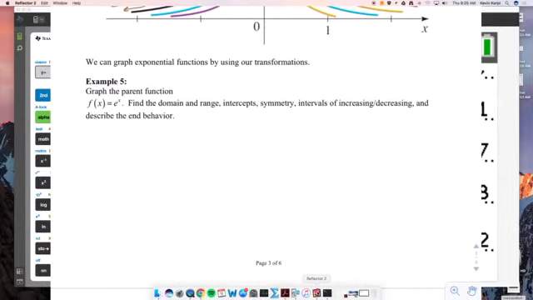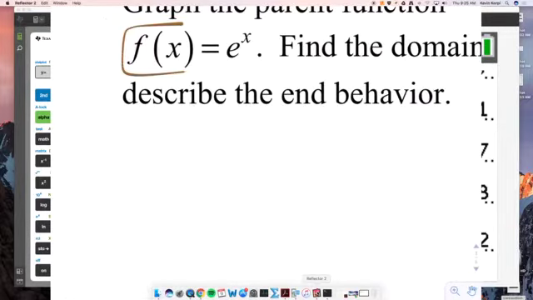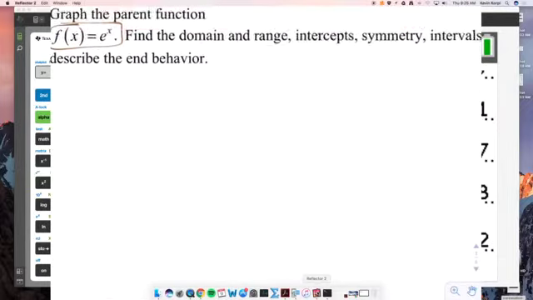Okay, so that's all kind of Algebra 2 type stuff. Let's go ahead and look at the parent function again. This should be a review. We're going to graph parent functions now using our transformations. So we're going to revisit our parent function e to the x. He's the granddaddy of all exponential growth and decay functions.